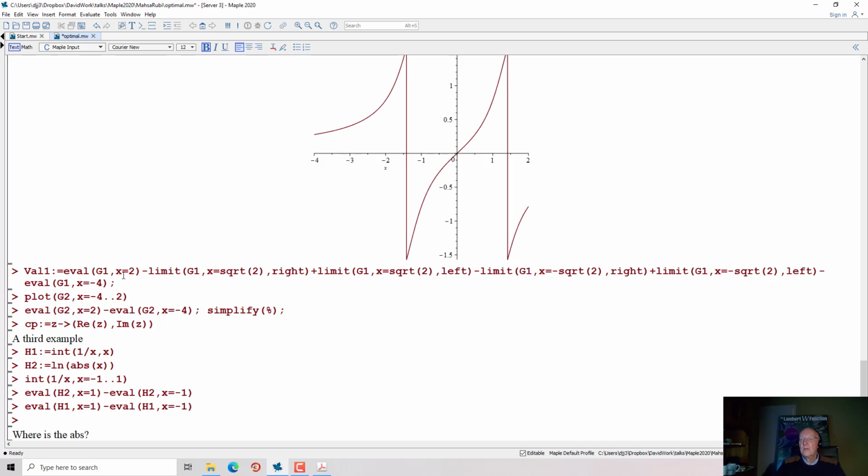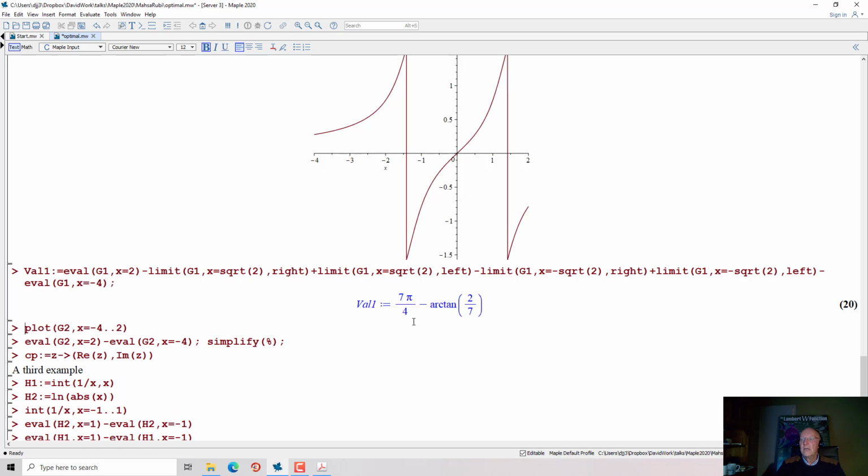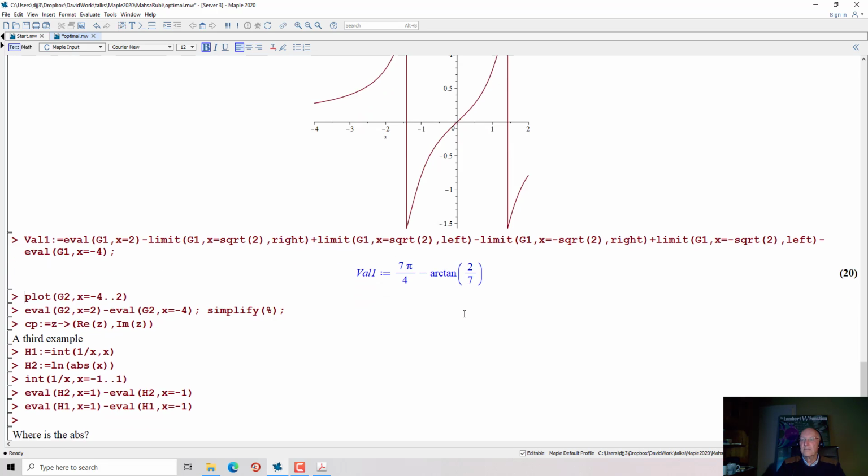I've evaluated G1 at 2, then I've evaluated G1 at the square root of 2. Since the value of G1 at the square root of 2 is ambiguous, I've taken a limit from the right. Then I've taken a limit from the left. Then I've moved to minus the square root of 2, taken a limit from the right, and then a limit from the left, and finally evaluated G1 at -4. After I do all of those calculations, I get this quantity here, which is the positive answer that is required.